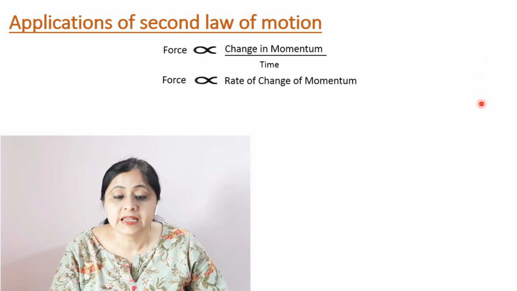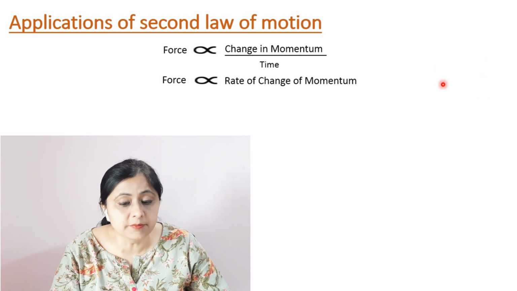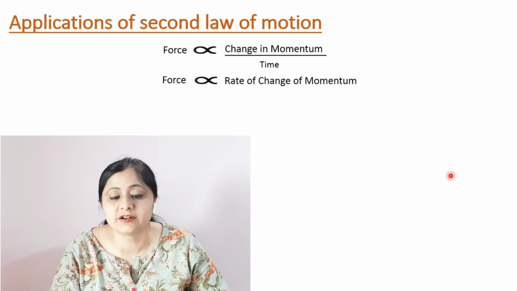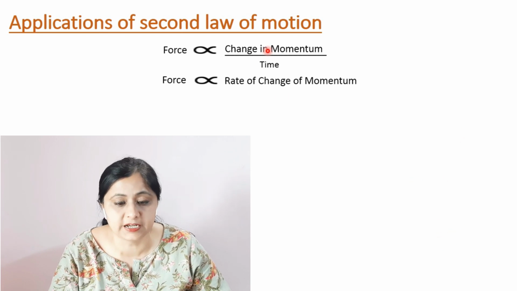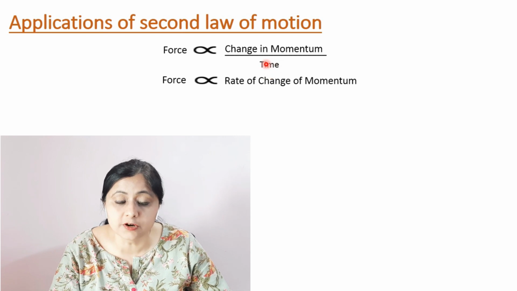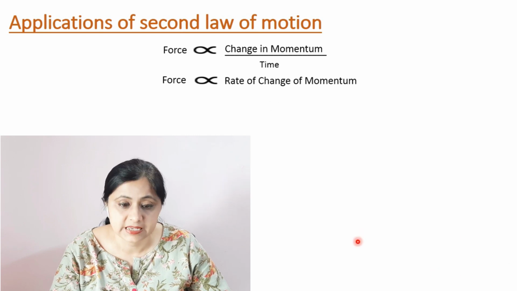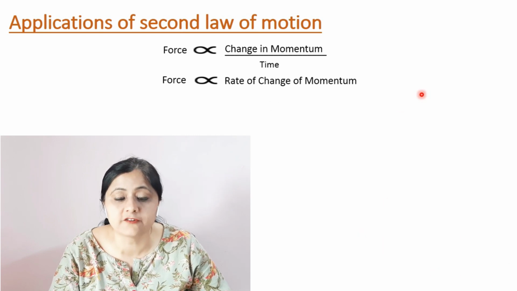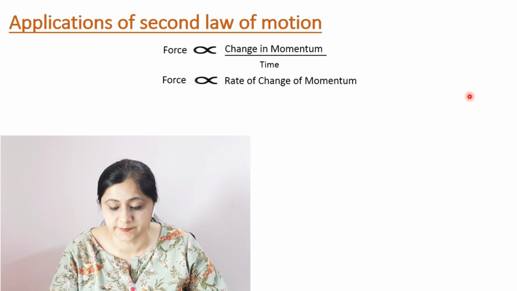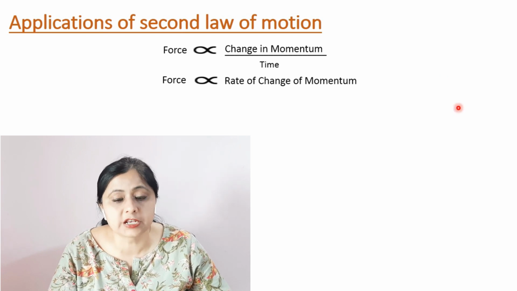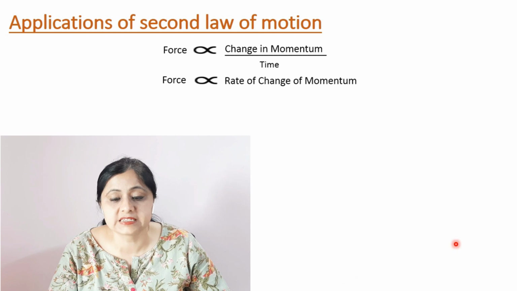It means that if your denominator is less, then this whole value will become more. And what is this whole value called? This is called rate of change of momentum. And if this denominator will be more, like if the time will be more, this whole value will become less. Like the rate of change of momentum will be less. So this will be more clear to you when I take this example.